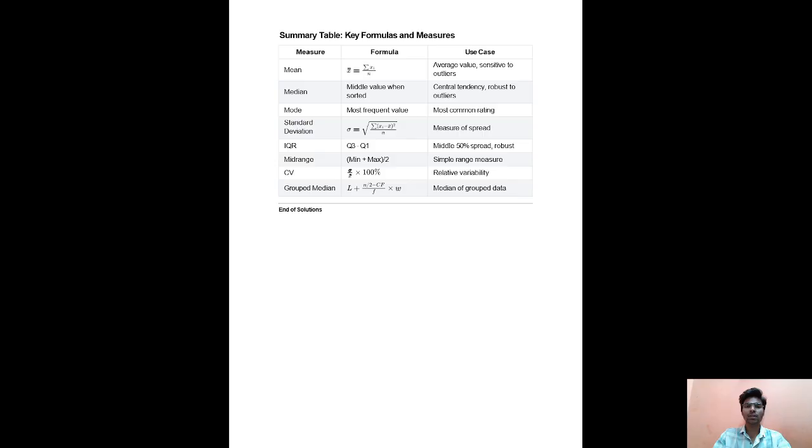The mean is the average value, sensitive to outliers. The median gives central tendency, robust to outliers. The mode is the most common rating. Standard deviation measures spread, and the IQR shows the middle 50% spread, robust to outliers. Range is a simple measure of spread, and mid-range is the midpoint of the extremes. CV is relative variability, and grouped median is the median of grouped data.